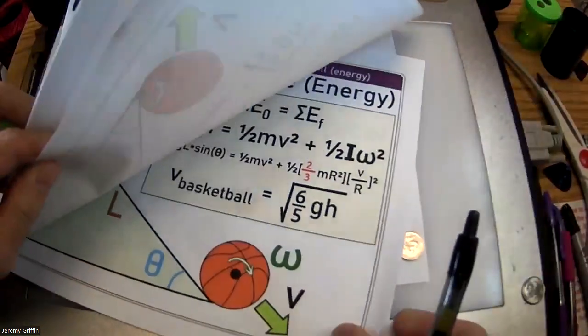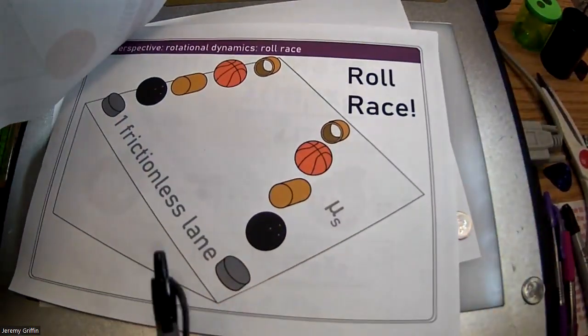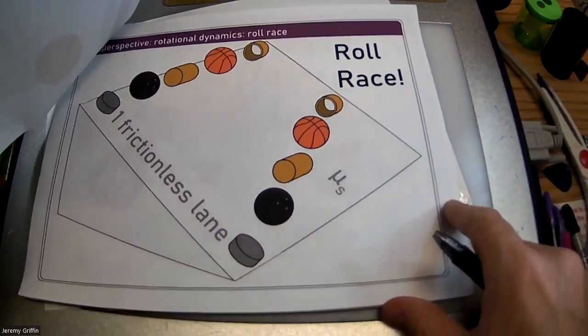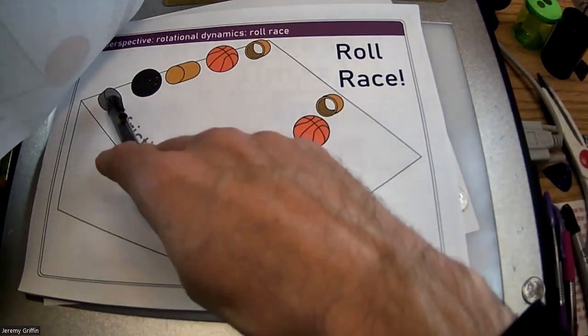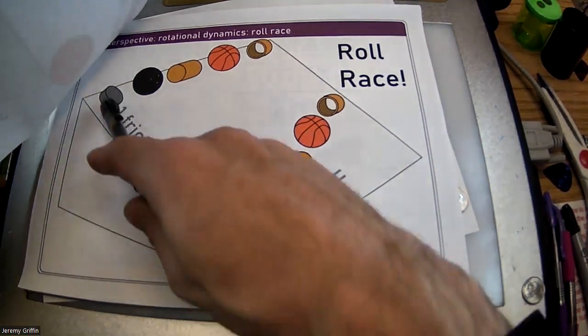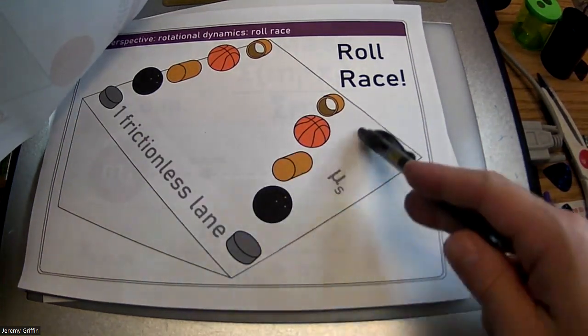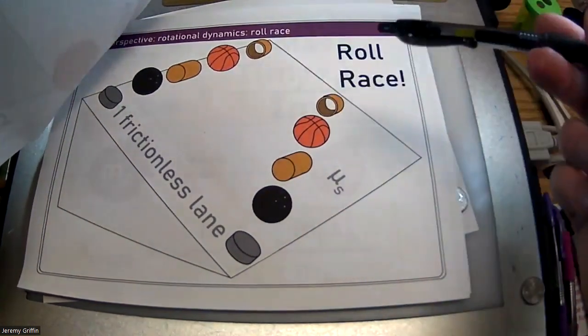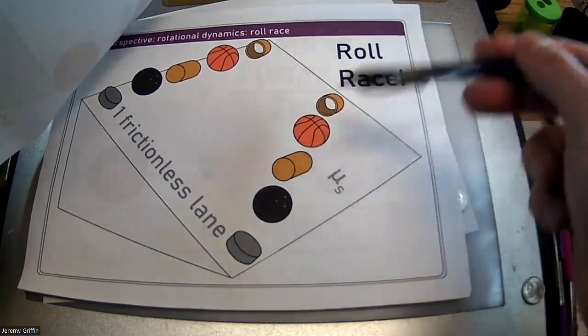I forget if I emphasized this point. Let's go back to that roll race. All these rolling objects rolling down, it's really the distribution of mass that determines who wins the race. The frictionless lane air hockey puck beats all of them. All these others have static friction. And the ring will always lose the race because it has the most rotational inertia.